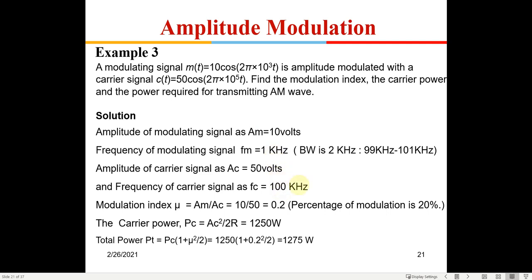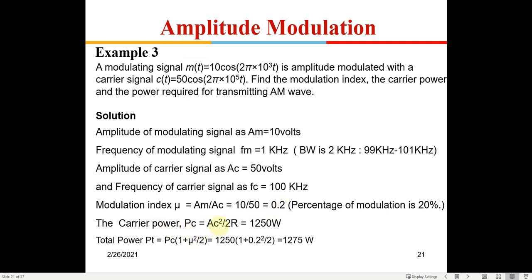Now if you see the bandwidth, it will be from 100 minus 1, 99, to 100 plus 1, 101. So this is the 2 kilohertz bandwidth in which this signal will be there: fc plus fm and fc minus fm. So that is the band. Now the modulation index is Am by Ac, so that is given as 10 by 50. 10 by 50, you get 0.2.